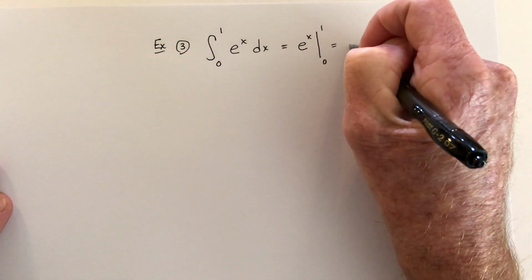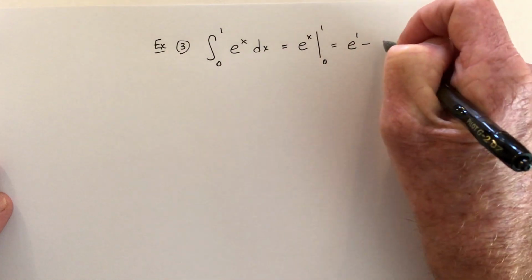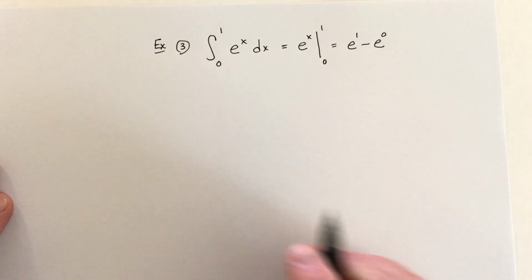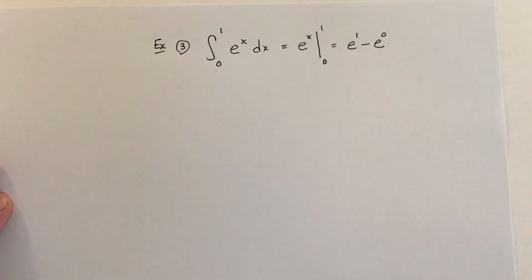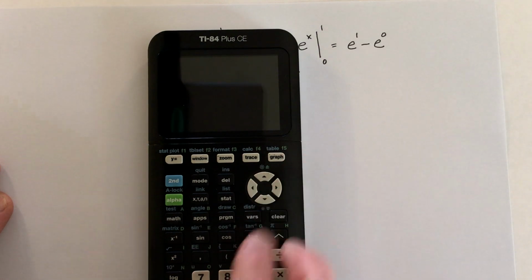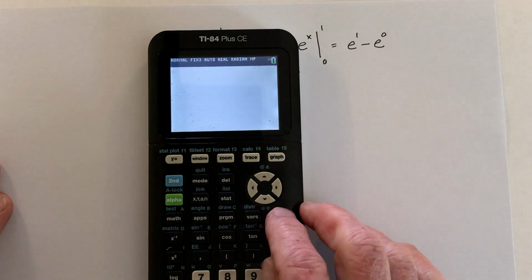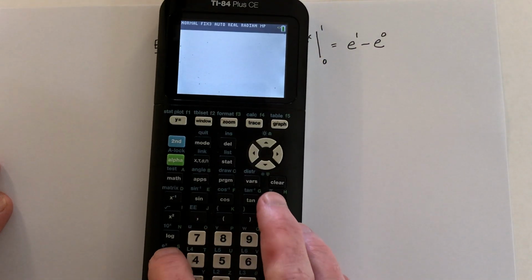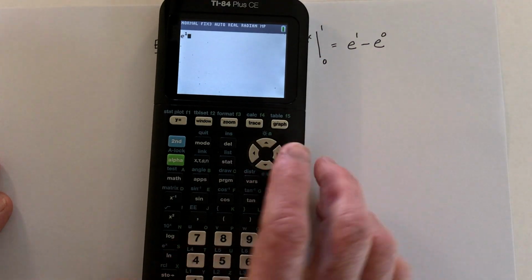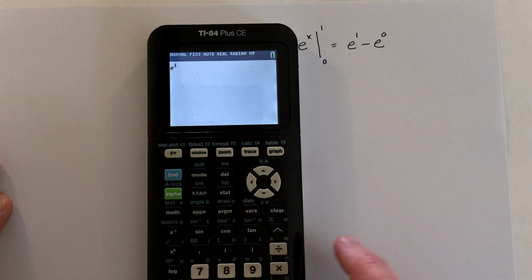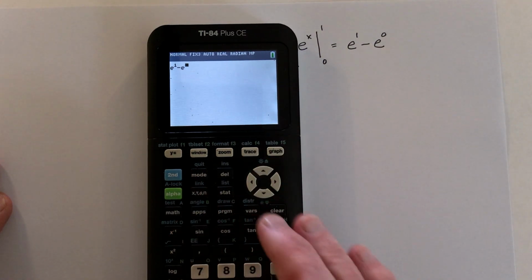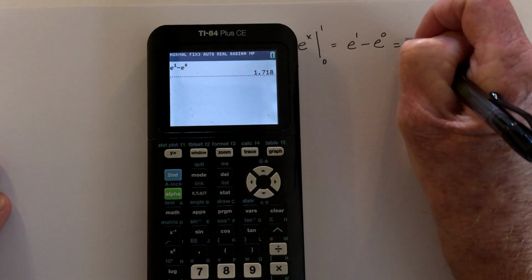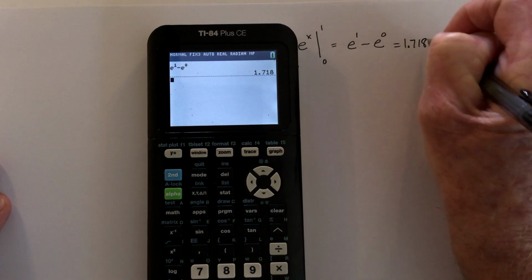So substitute the top number, that's going to be e to the 1, minus, substitute the bottom number, that's going to be e to the 0. And then this one's going to be a decimal answer, so I'll go ahead and use the calculator. So second, and then e is over here, e to the 1, and then minus second e to the 0, and it equals an area of 1.718.